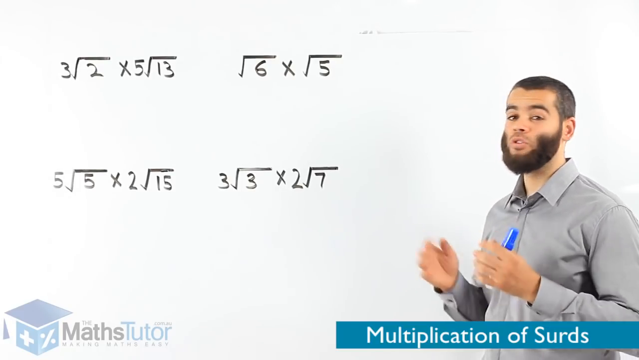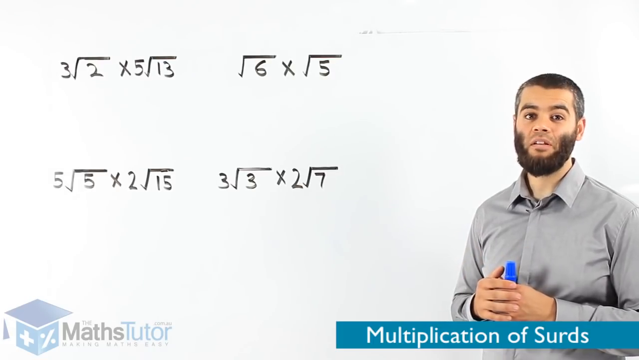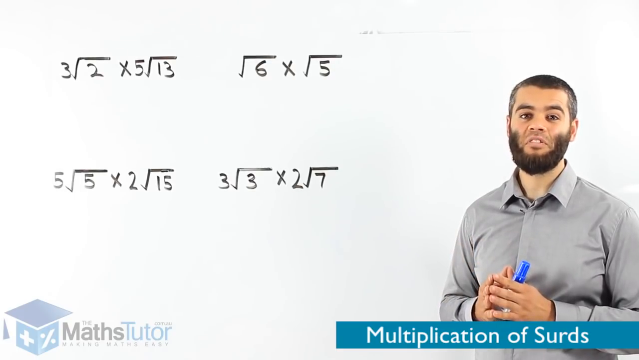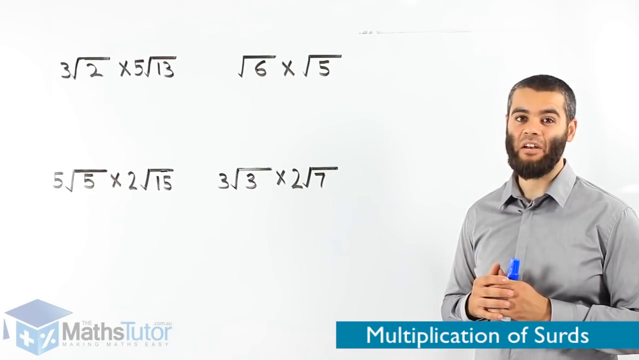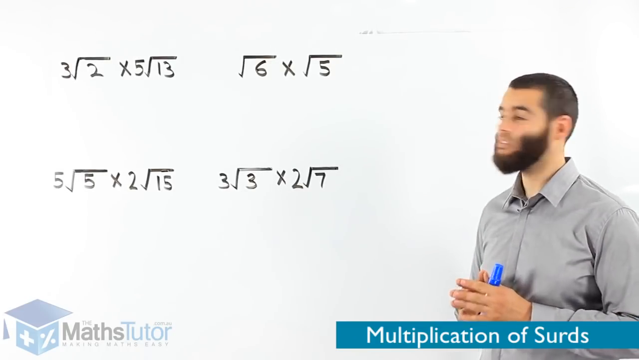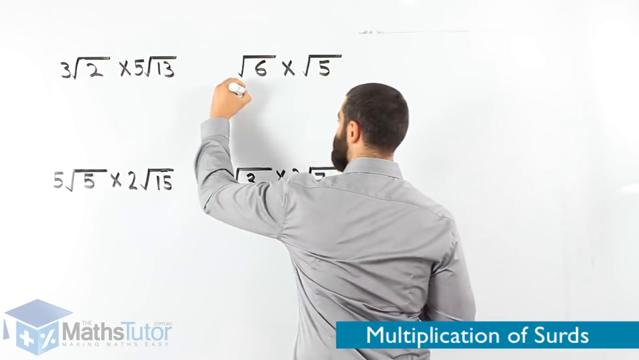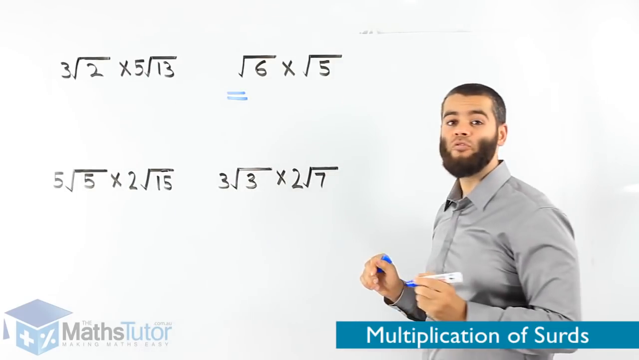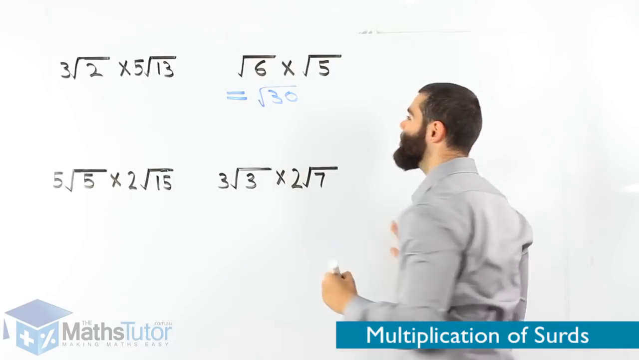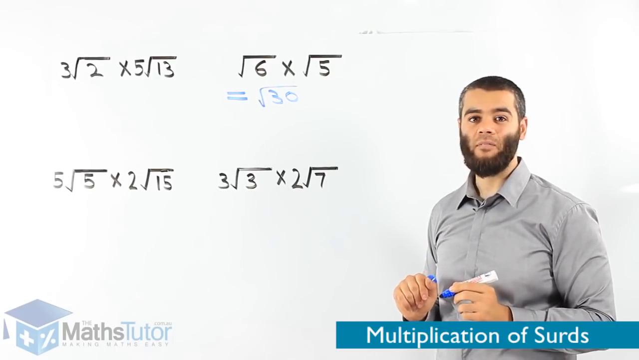Another example. Root 2 times root 7. Very easy. 2 times 7, root 14. Let's do some examples and understand it and show you how to set it up. These examples, we can actually follow the same rules. Root 6 times root 5, 6 times 5, root 30. Can we simplify? No, we can't. That's our answer. Root 30 is our final answer.